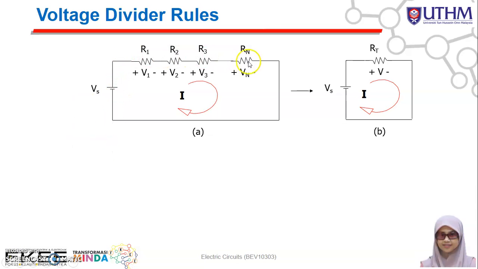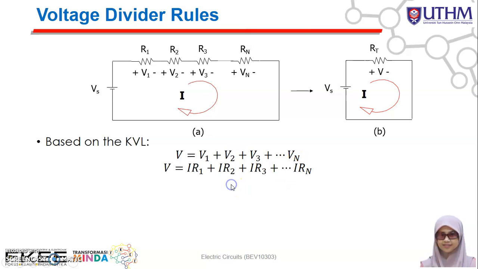Okay, so again, this is your series circuit and then this is your equivalent circuit for your series circuit. For your series circuit, you are given V supply connected in series with R1, R2, R3 and so on until Rn. Based on KVL, the total of the voltage drop is equal to the total of the voltage rise. So in this case, V supply is equal to V1 plus V2 plus V3 dot dot dot until Vn.